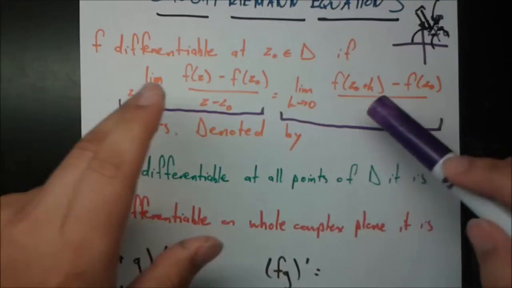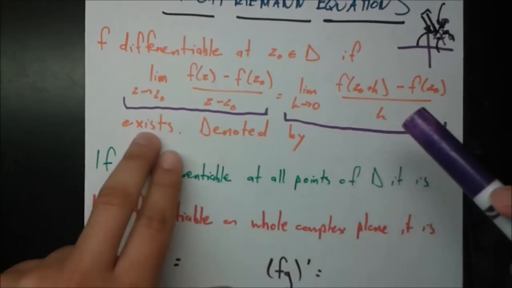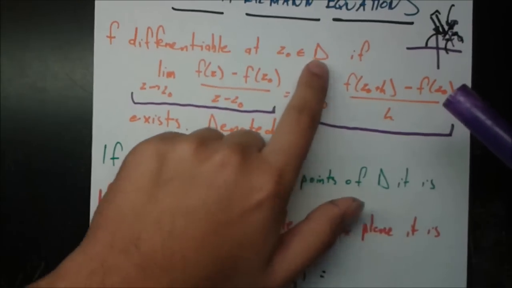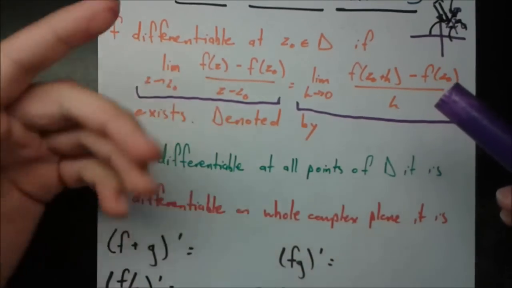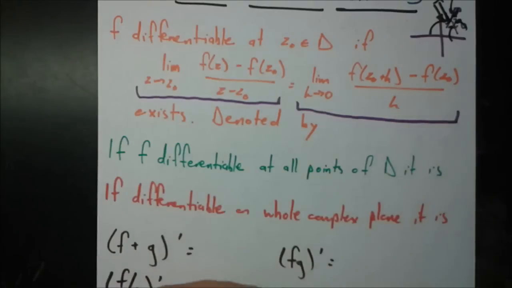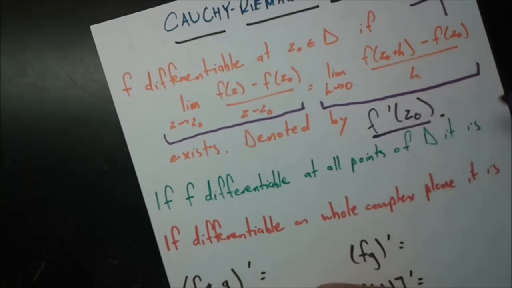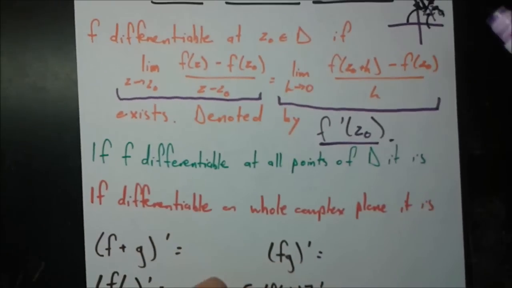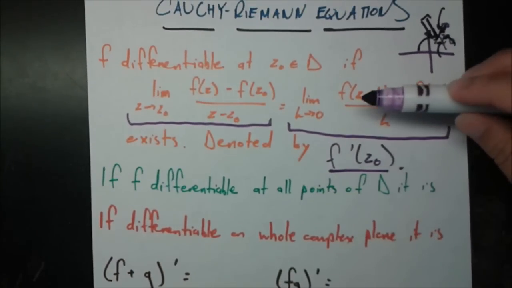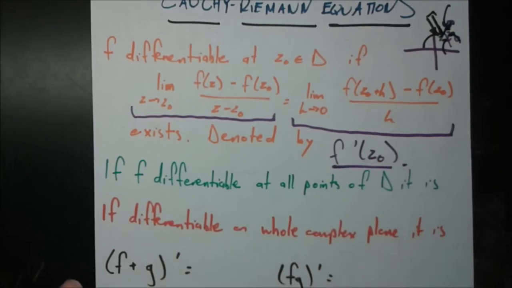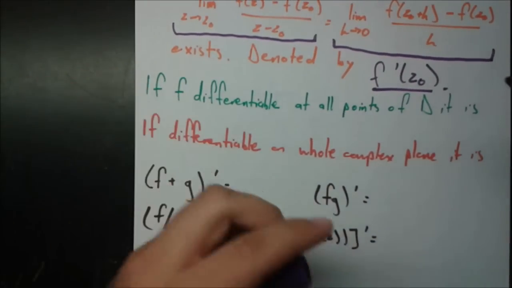Okay, so if these two limits, which should be equal, exist, then f is differentiable at z0, which is in the domain. And that derivative is denoted by f prime of z0, which you might think makes sense. So just very important to note, the key point of this is that this h must approach 0 from every direction, and we'll see why that's important soon. Okay, so now a few more definitions.